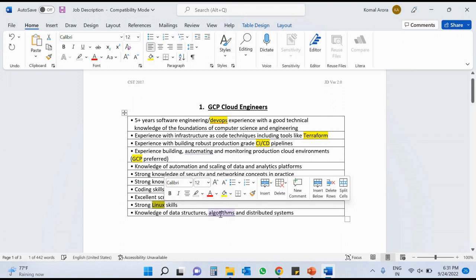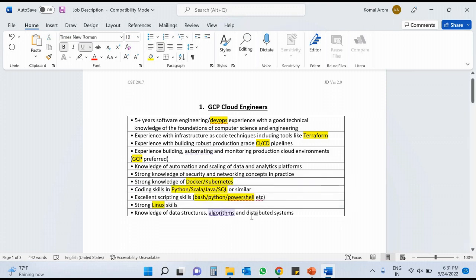Okay. Next, knowledge of data structures, algorithms and distributed systems. So friends, there is no technology name mentioned. In this way, friends, we can find the important keywords from the job description. Whatever points I have highlighted, these are the technology names. So I have applied the first method, that is, highlighting the technology names.